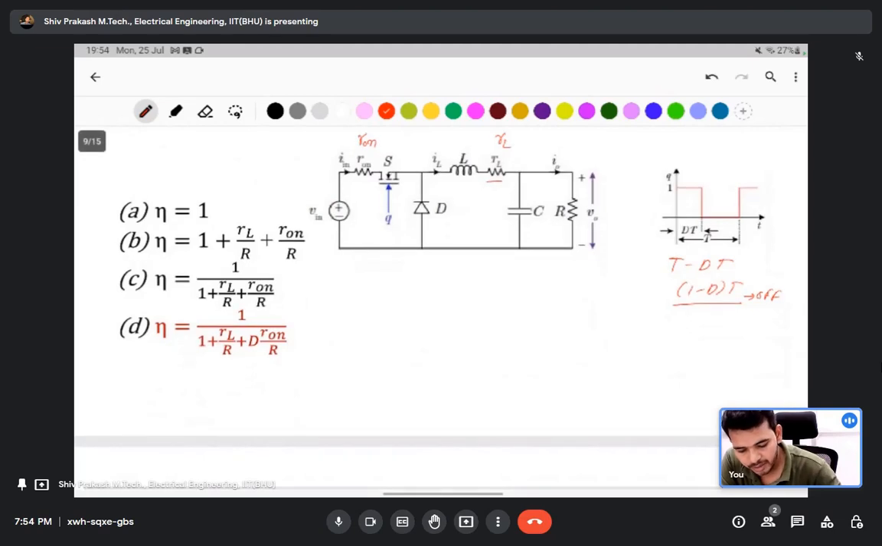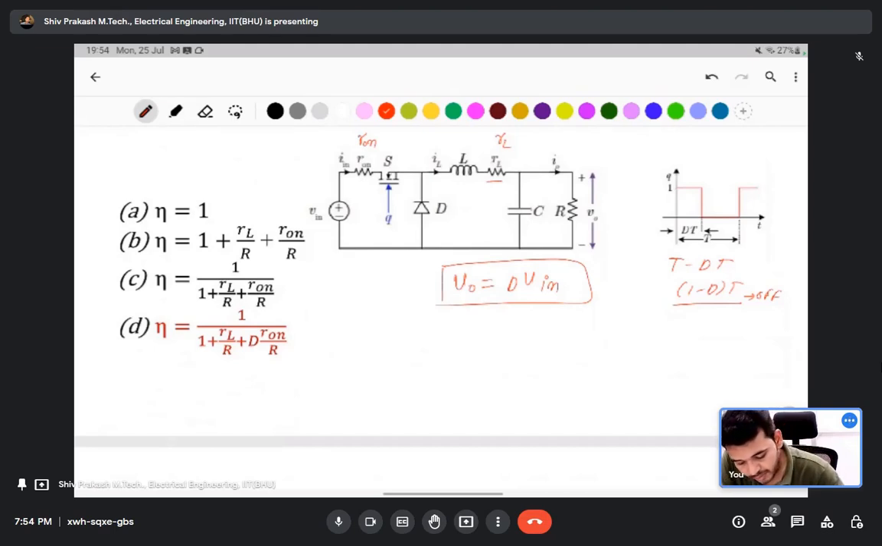This circuit is the buck converter. If you see, the circuit is the buck converter. In an ideal buck converter, you know the output is equal to dVs, that is, d times V in. This is the output voltage equation we have found.